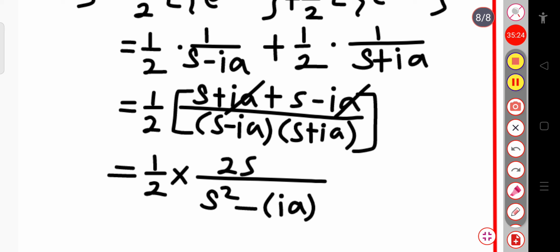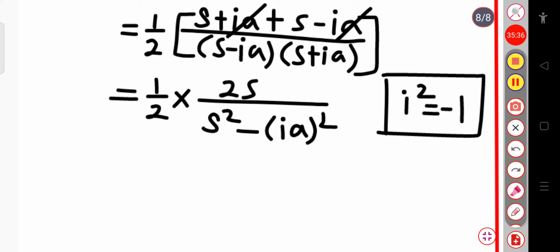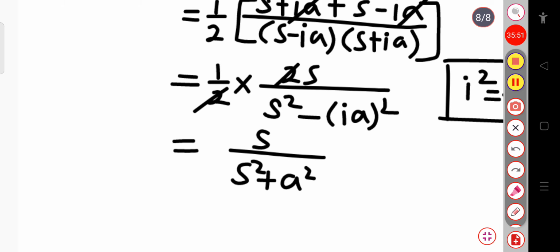Okay, this is s square minus ia whole square, and also you know i square equals minus 1 from the complex number. Now the 2 gets cancelled here. So s divided by, i square is minus 1 and this minus 1, so this will be s square plus a square. This is the Laplace transform of cos at. Here I am writing the Laplace transform of cos at is equal to this much.